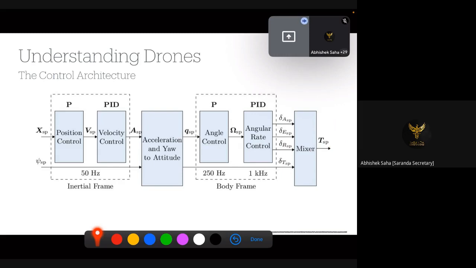Now notice one thing. This is in the inertial frame, the position and velocity controllers, which are running at 50 Hertz. And here the attitude controllers are at 250 Hertz and 1 kilohertz. And these are basically something that are calculated in the body frame.